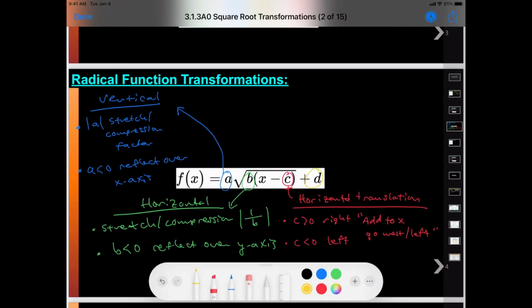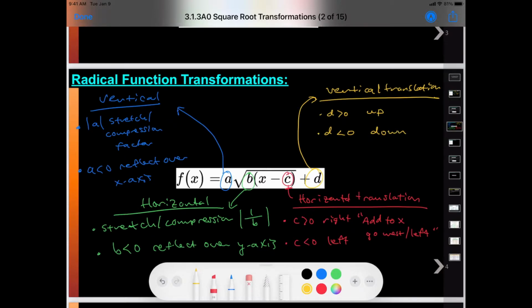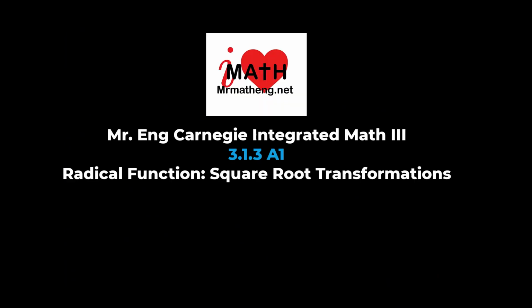And then the last one over here, this is going to be our vertical, going up and down movement translation. Essentially, if your d value is greater than 0 or positive, you're going to go up. If it is less than 0, you're going to go down. And the silly phrase for this one is add to y, go high. Okay, so that is our introductory video for A0.